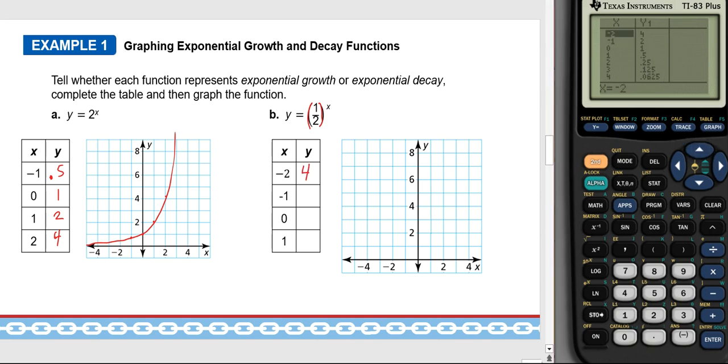So we get -2, 4, -1, 2, 0, 1, and then 0.5. I come in, graph it up, and bring my line to show that exponential decay. Again, just enter whatever that function is into y1 on your calculator.